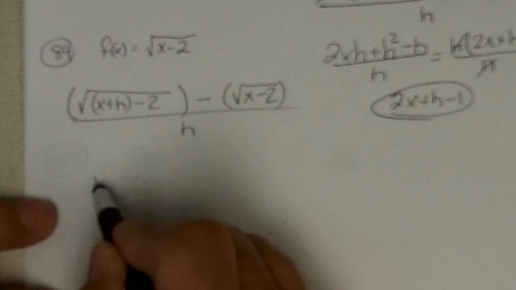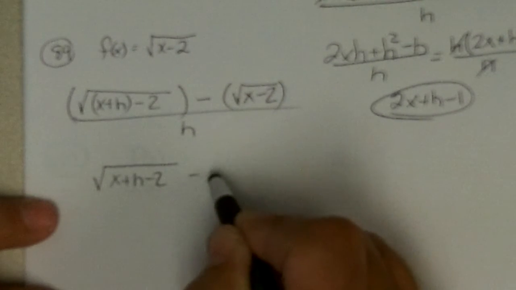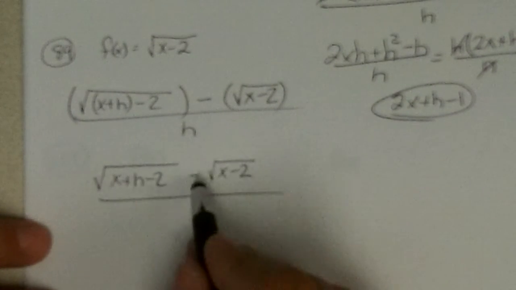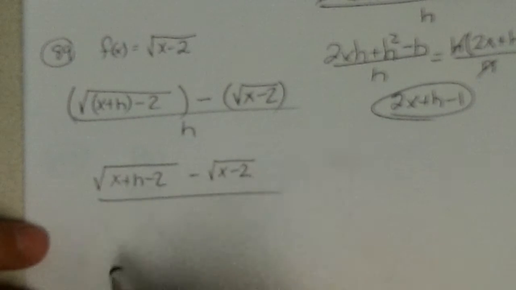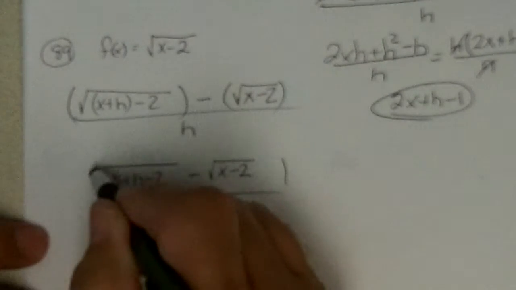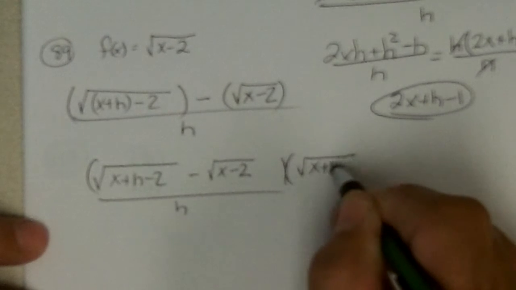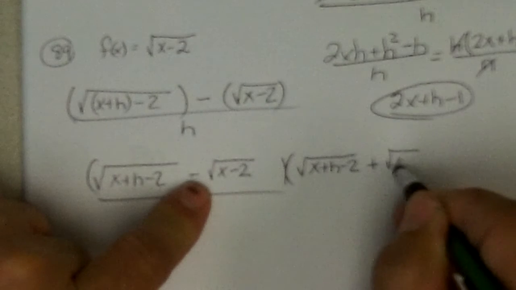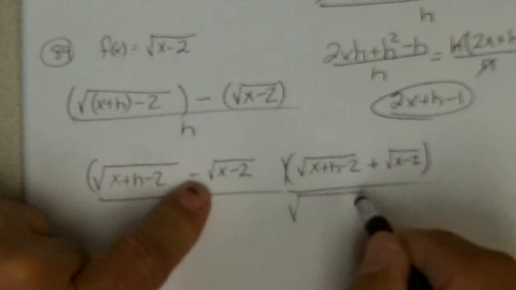So that would be, when you have two square roots, added or subtracted, you multiply by the opposite. This one's minus, so you do plus. And so we're going to multiply the numerator by square root of x plus h minus 2 plus square root of x minus 2, and the denominator by that same quantity.